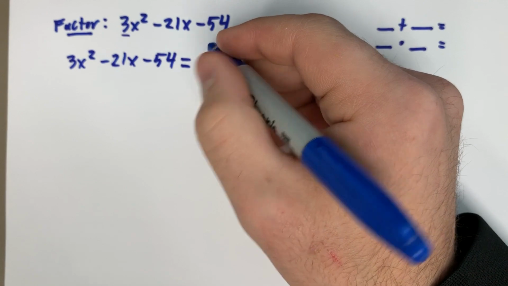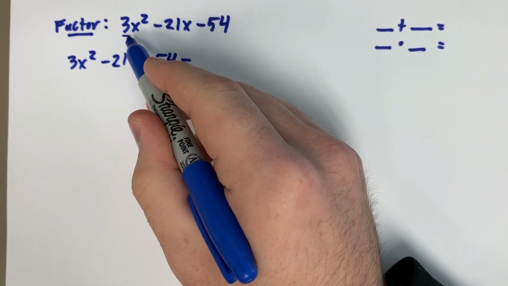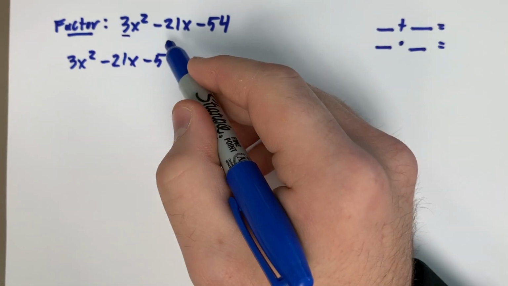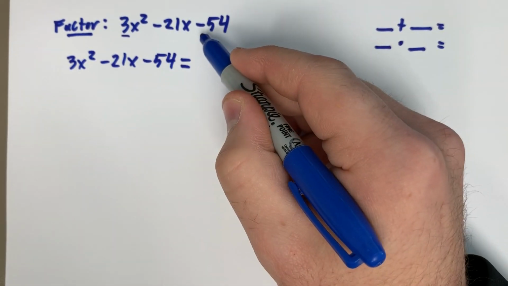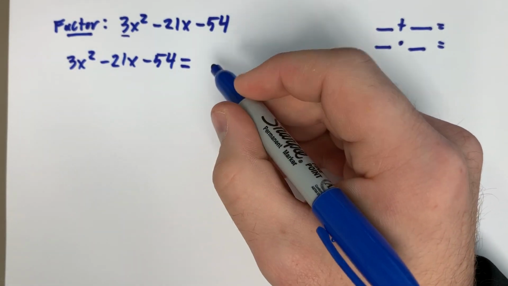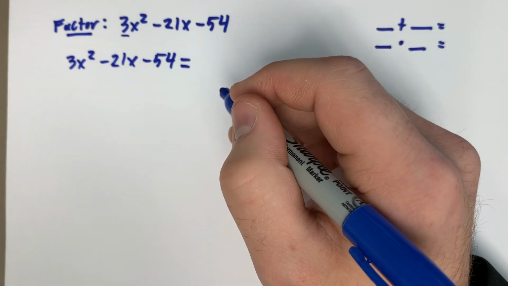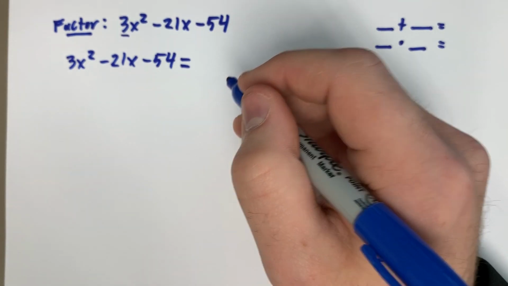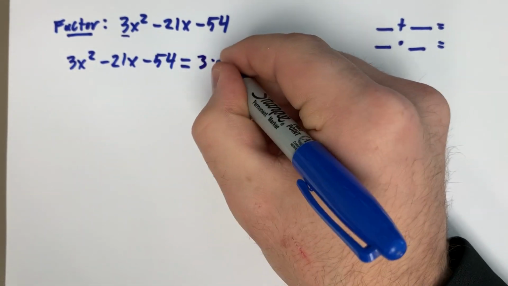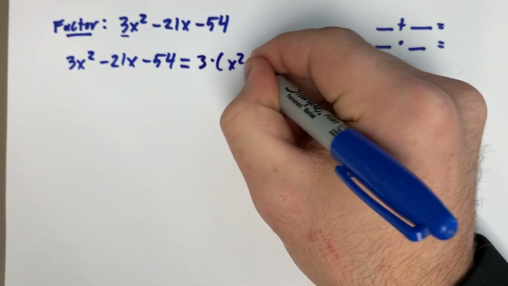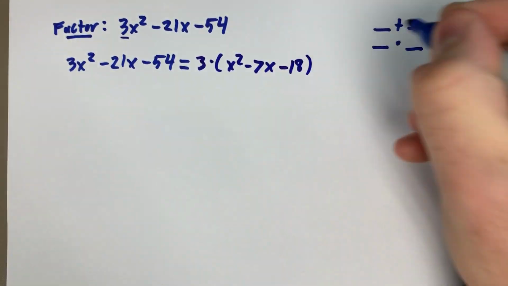So with this in mind, I note that I have 3 as my leading coefficient, so that's divisible by 3, obviously. Minus 21 is divisible by 3, and minus 54 is also divisible by 3. But that takes a little bit of work to figure out. You can try dividing that by 3, and you'll get minus 18. So with that in mind, let's factor off this 3. So we have 3 times quantity x squared minus 7x minus 18.